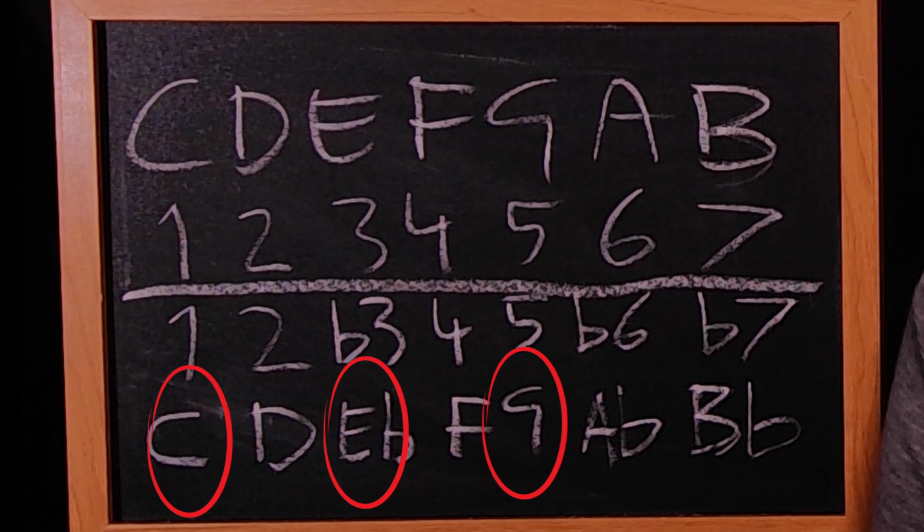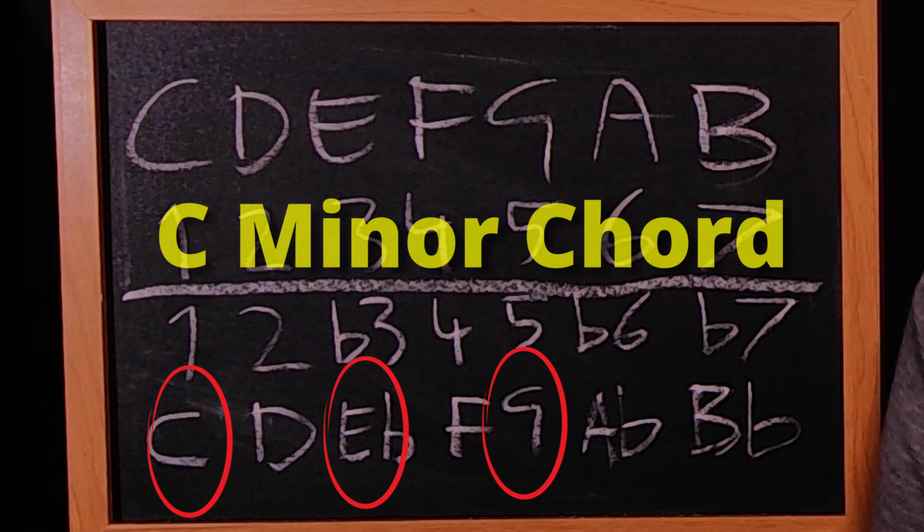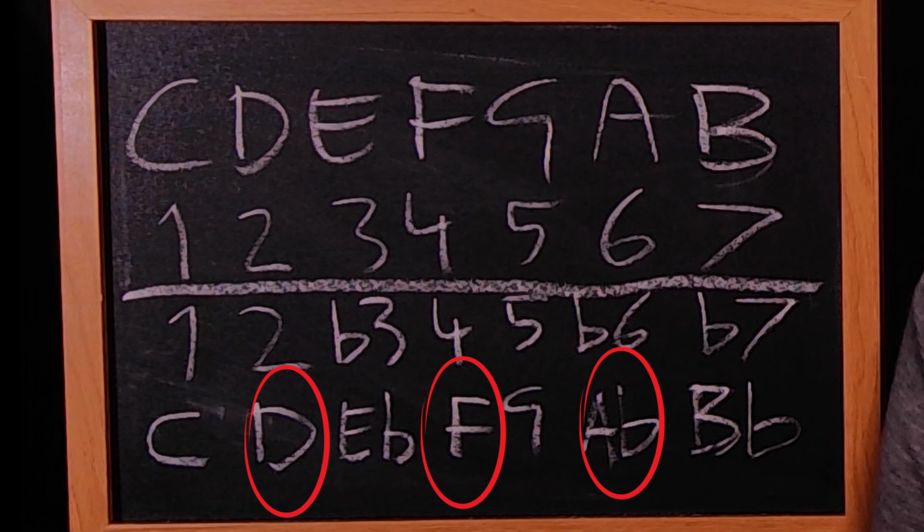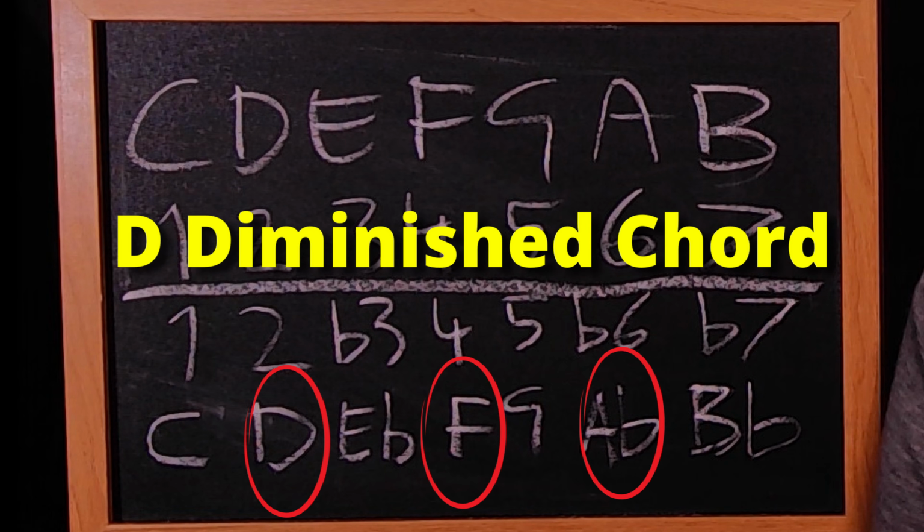For example, if we start on the first note of the C minor scale, C, then skip a note, we get to E flat. Then skip another note and we end up on G. The notes C, E flat and G create a C minor chord. Then you move on to the next note, D, and repeat the process. This gives you the notes D, F and A flat. These are the notes in the D diminished chord, which is the second chord in the key.